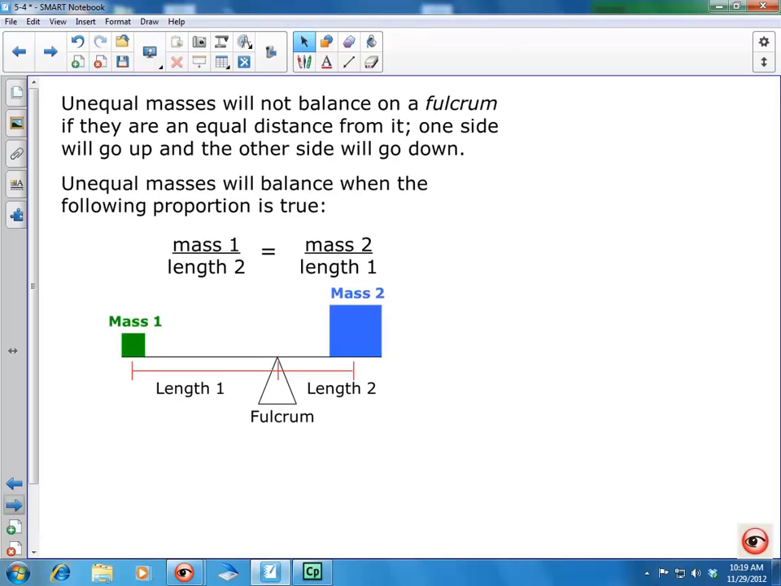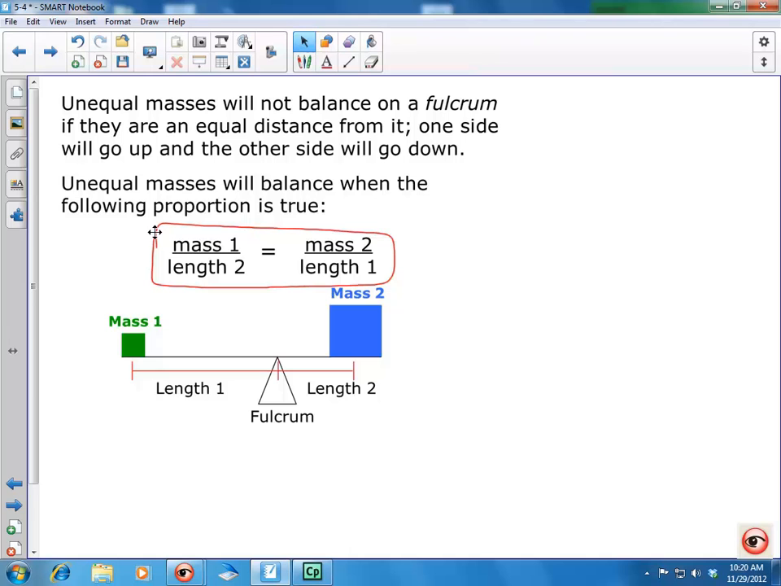Let's take a look at the first example. It talks about a fulcrum. It says unequal masses will not balance on a fulcrum if they are an equal distance from it. One side will go up and the other side will go down. Unequal masses will balance when the following proportion is true. And it gives us almost a formula right here. This is important because that's the formula you're going to have to use in order to solve question number 19 on your homework.